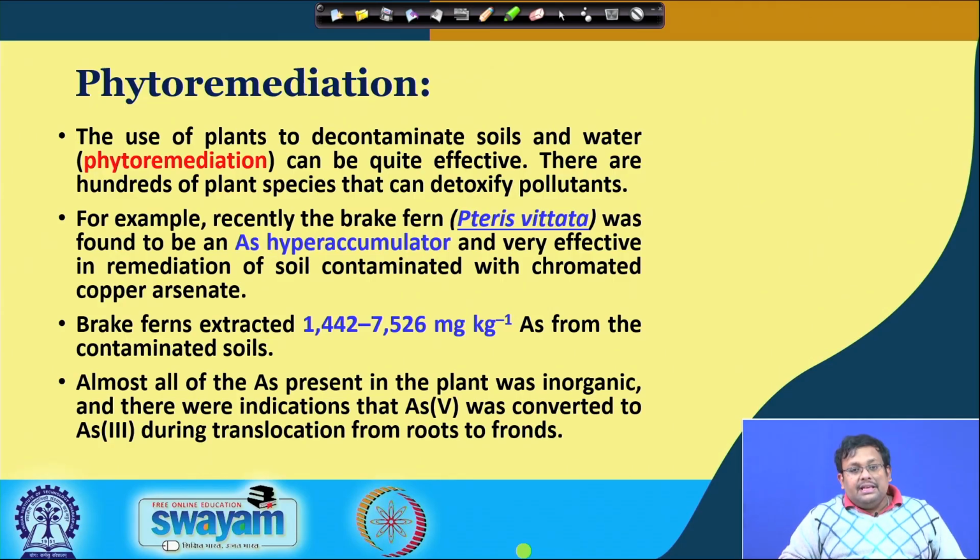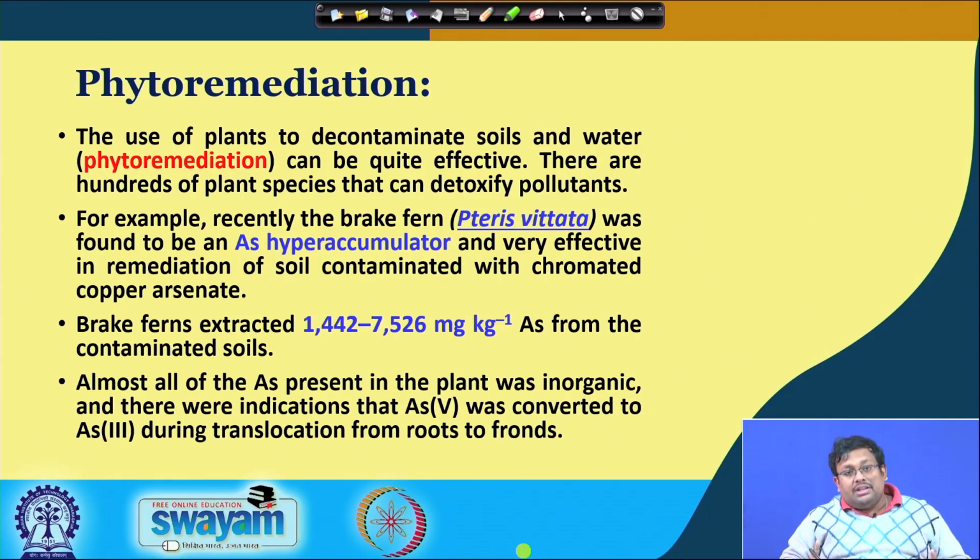For example, recently a brake fern, the scientific name is Pteris vittata, was found to be an arsenic hyperaccumulator and very effective in remediation of soil contaminated with chromated copper arsenate. So, this Pteris vittata has been found to accumulate arsenic from the soil which is contaminated by arsenic, and hyperaccumulates means they accumulate it in high concentration in their body, and basically they extracted 1442 to 7526 ppm of arsenic from the contaminated soil.